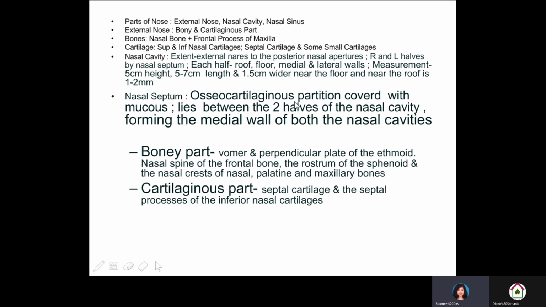Okay, so let's get back to here. Next is the nasal septum. The nasal septum is an osseo-cartilaginous partition. Why is it osseo-cartilaginous?